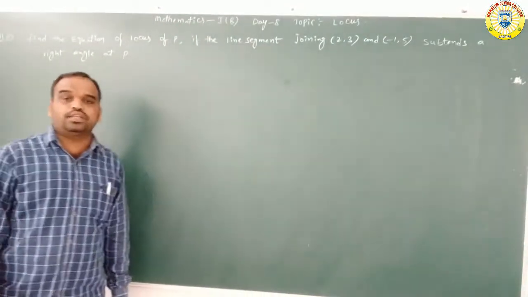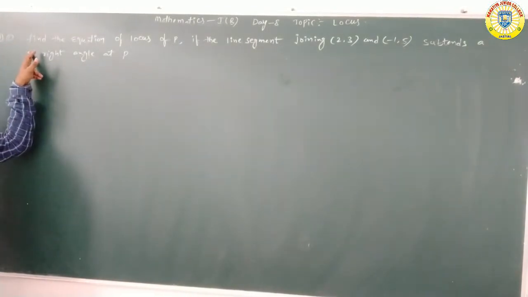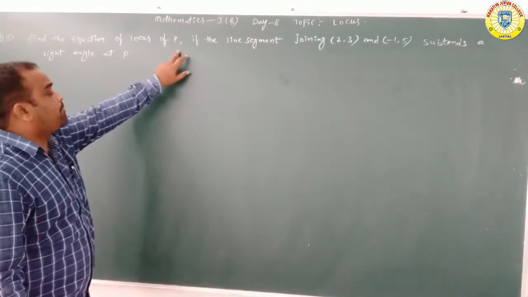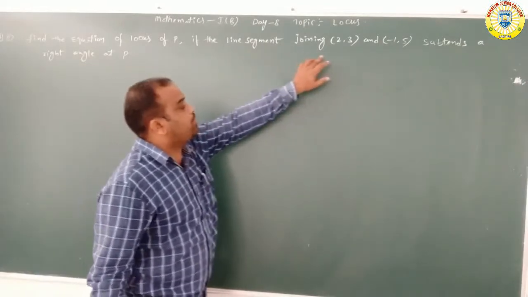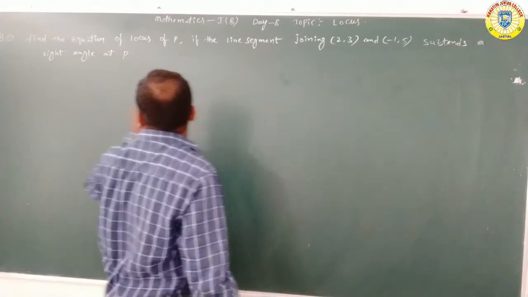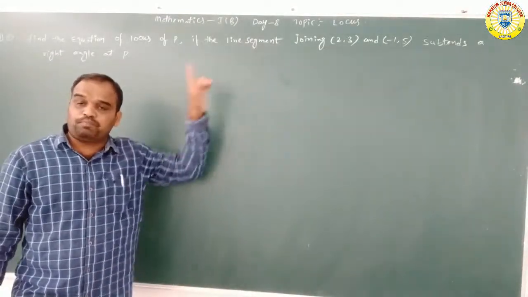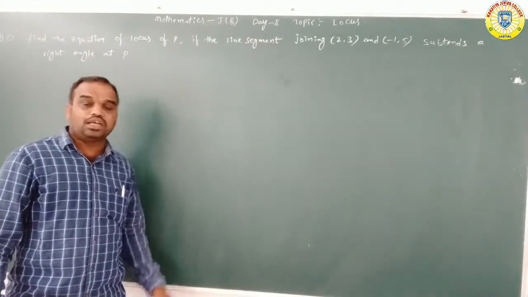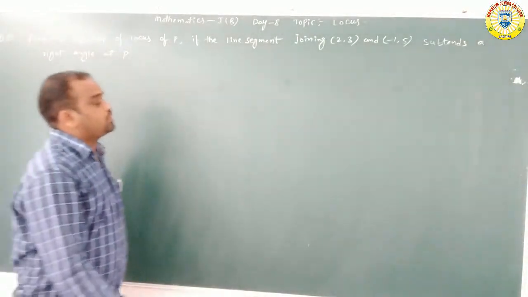So next, continuing with the next problem. Second bit, first problem. Find the equation of the locus of P, if the line segment joining (2, 3) and (−1, 5) subtends a right angle at P. These two points and P form which type of triangle? Right angle triangle. Right angle at which point? P.